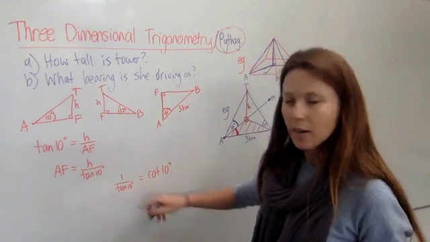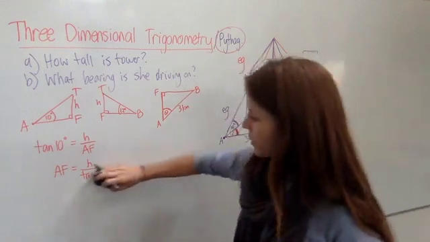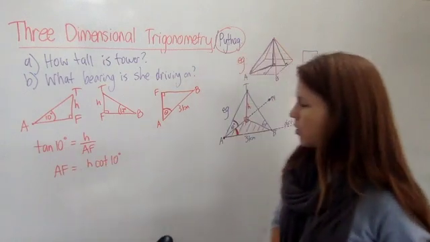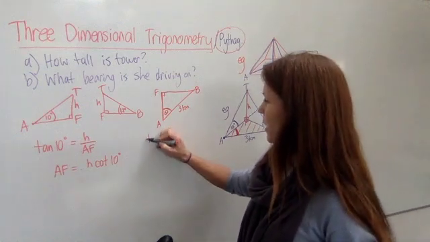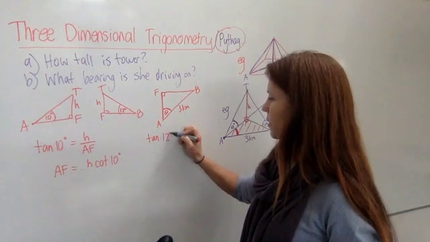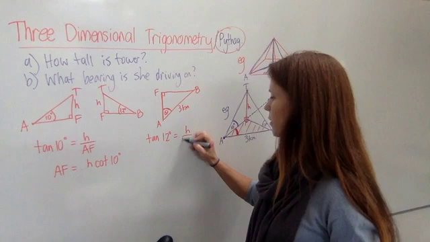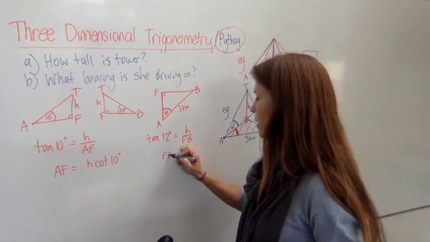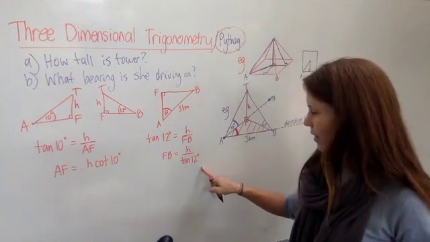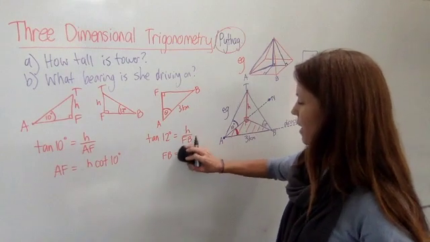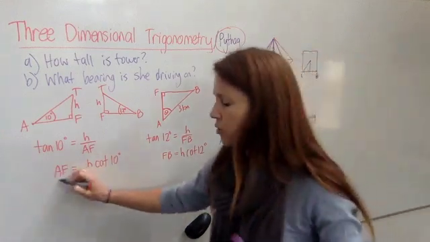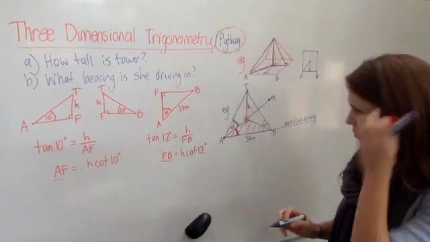And so it's just going to look a little bit tidier if instead of using tan of 10 degrees, I put cot 10 degrees. All right, let's do the same thing over here. If tan of 12 degrees is equal to H over FB, then FB is equal to H over tan of 12 degrees, and I've got the same thing happening here. And I'm going to tidy that up, and instead of writing tan of 12, I'm going to write cot of 12 degrees. Now I've got an expression for AF and for FB.